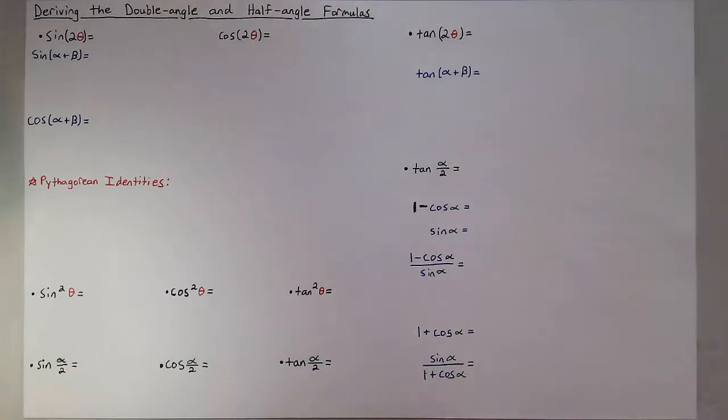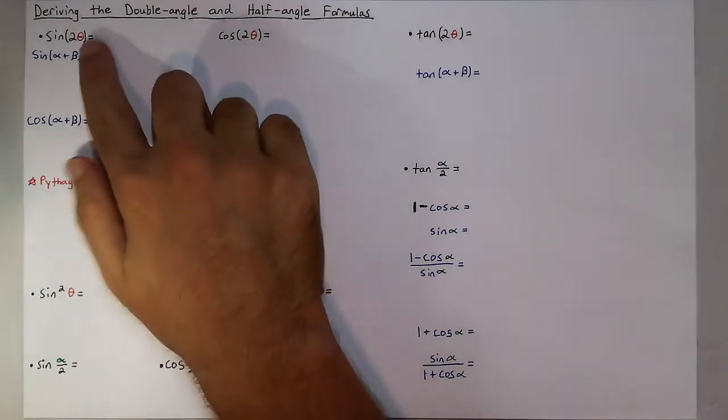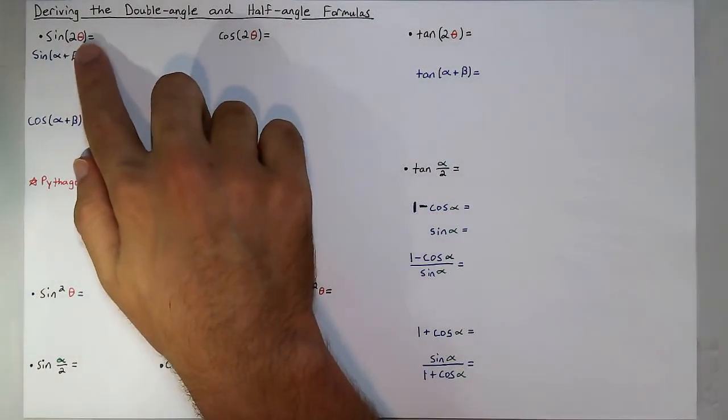In this video, we are going to learn how to derive the double angle and half angle formulas. We'll start with sine of 2 theta, doubling the angle theta.